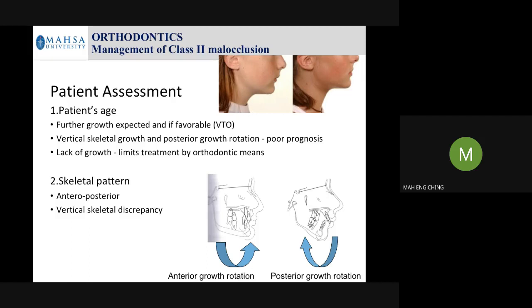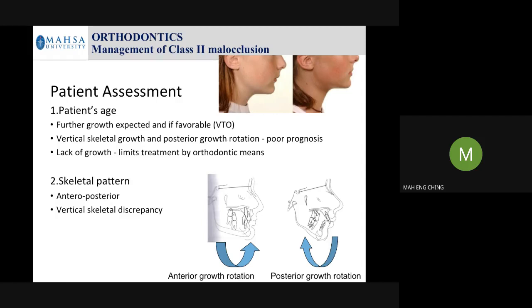Then vertical skeletal discrepancy, you look at the facial height. So the facial height is usually divided into upper, middle, and lower. The upper is usually the forehead, then the middle is the maxilla, then the lower facial height is the mandible, below the nose, down to the mandible. So if you look at the patient from the front, you can divide the face into 3 parts. That's how you assess the vertical height or the vertical skeletal discrepancy.